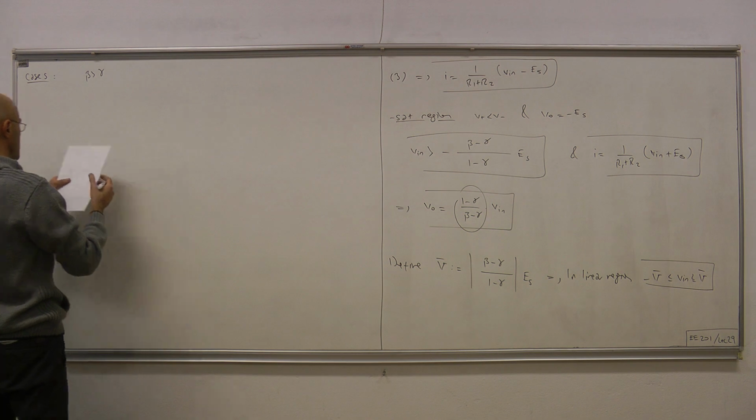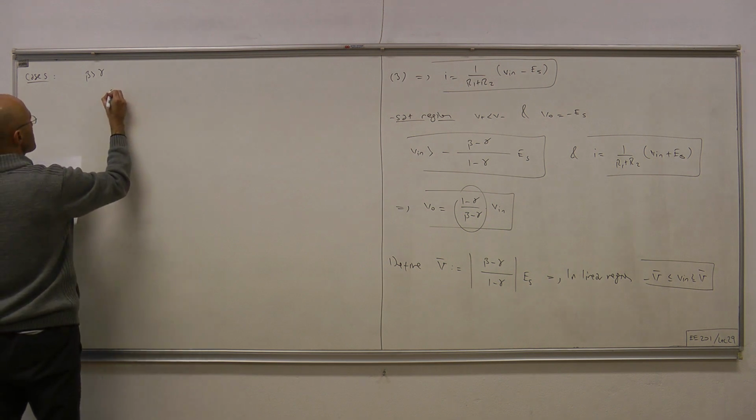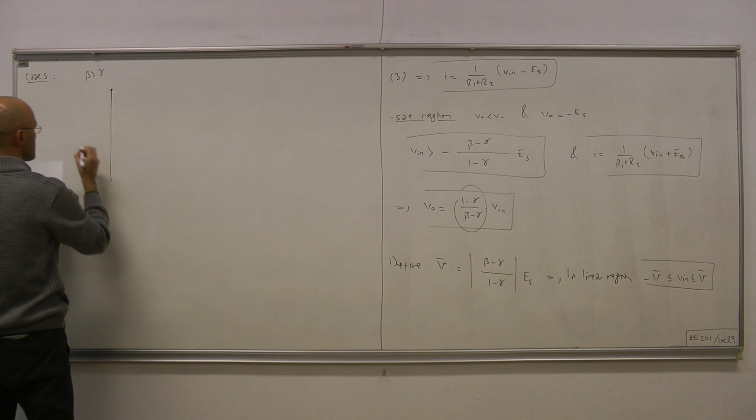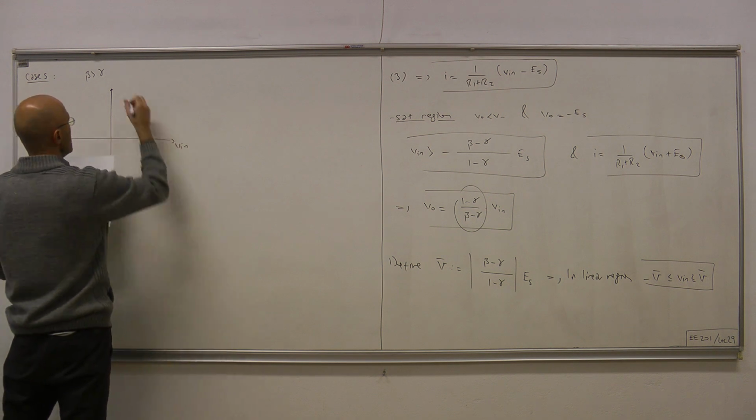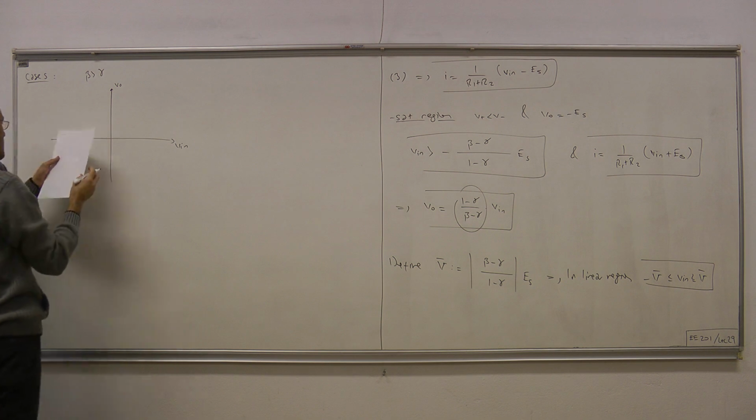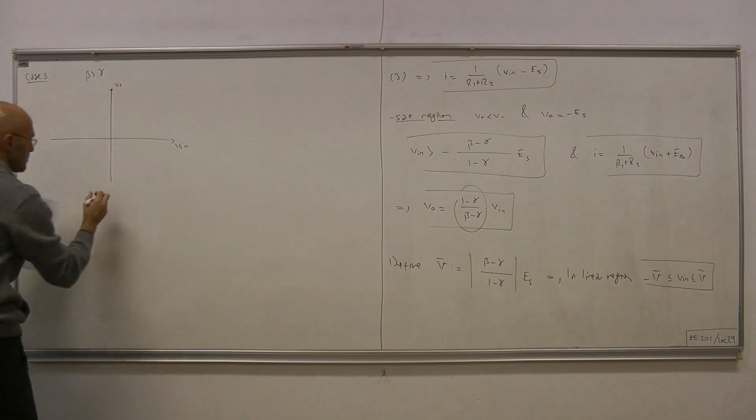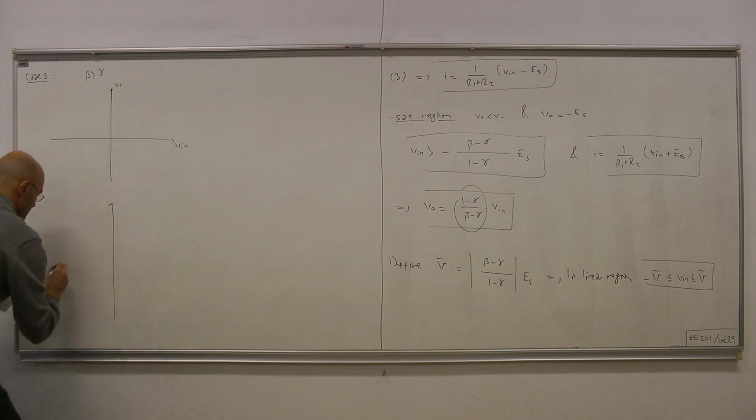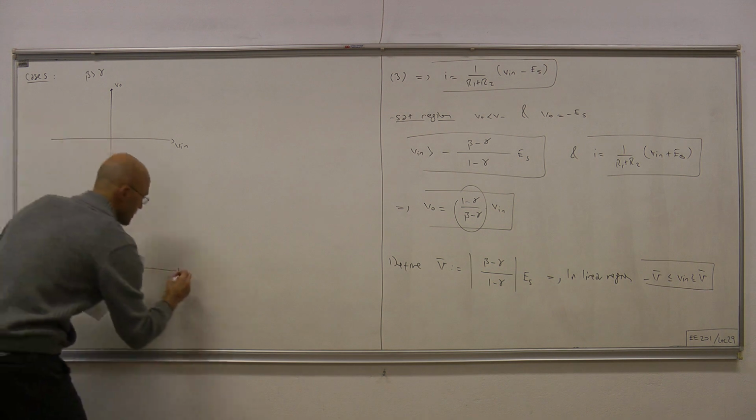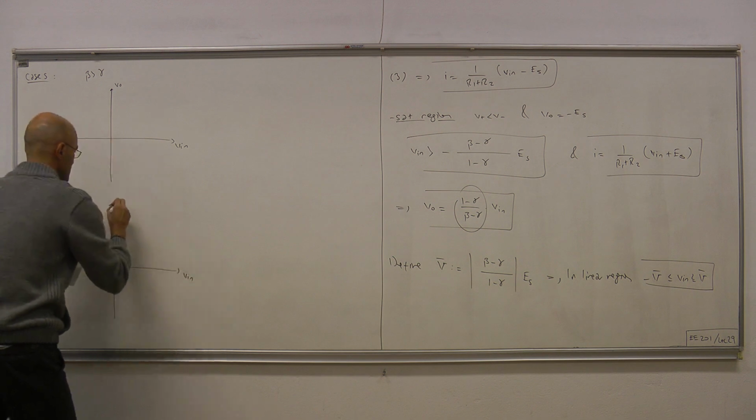So when beta is larger than gamma, we have the following transfer characteristics, V in versus V out. And here let's squeeze the input characteristics, V in versus I.